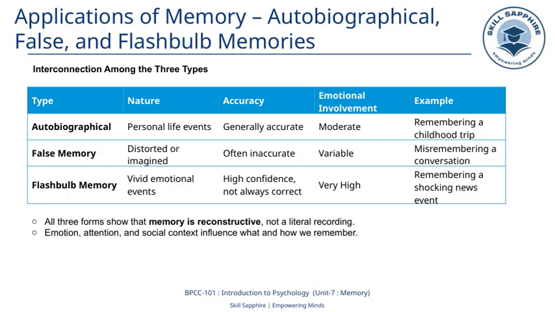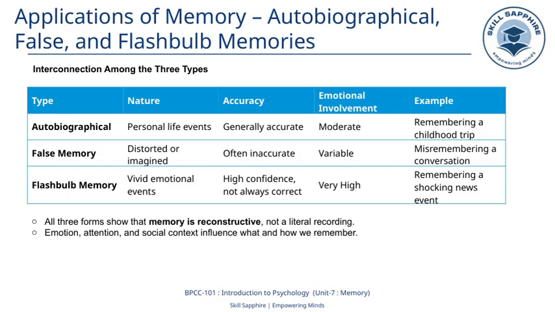Starting with autobiographical memories, these are the memories we have about our personal life events. They tend to be generally accurate, but not perfectly so. Usually, there's a moderate level of emotional involvement, which can influence how vividly we remember these moments. For example, you might remember a childhood trip with quite a bit of detail, but some parts may be fuzzy or slightly altered over time.